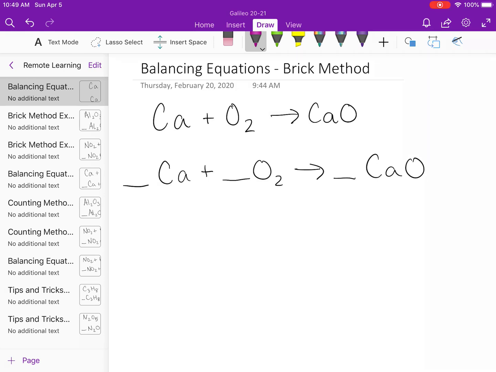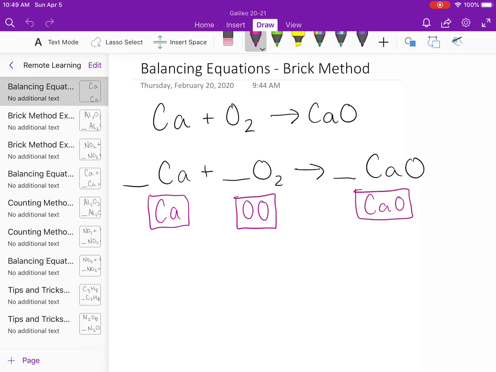So the first thing is when you look at equations, you're going to see what you see on the top row here. Ca plus O2 becomes CaO. And I always like to rewrite it like I did on the bottom row with spaces in front of the molecules because that's where I'm going to put my coefficients. So I'm giving myself room. When you're doing the brick method, you basically draw out each molecule as a brick with all of the atoms that it contains. So for example, Ca, put it in a brick. O2, so I'm going to draw two O's in my brick. And then CaO in a brick. Similar to drawing out the molecules, but a little bit easier.